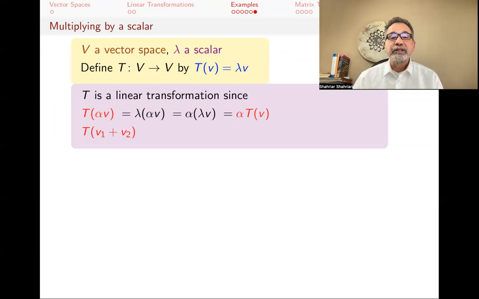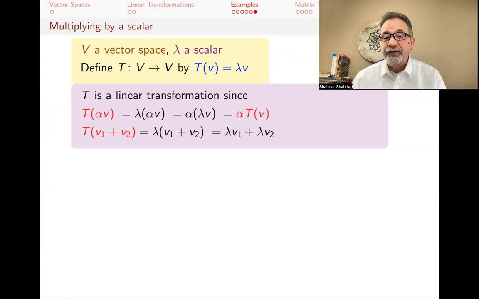What about addition? What's T of v1 plus v2? What do we do with any vector? We multiply it by lambda. T of v is lambda v. T of apple is lambda times apple. T of Fred is lambda times Fred. And T of v1 plus v2 is lambda times (v1 plus v2). But lambda times (v1 plus v2) is the same as lambda v1 plus lambda v2. That's one of the properties of a vector space. And lambda v1 is T of v1, and lambda v2 is T of v2. And so I've proved to you that this is a linear transformation.